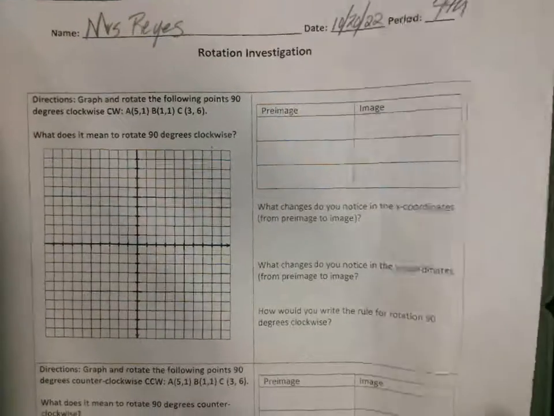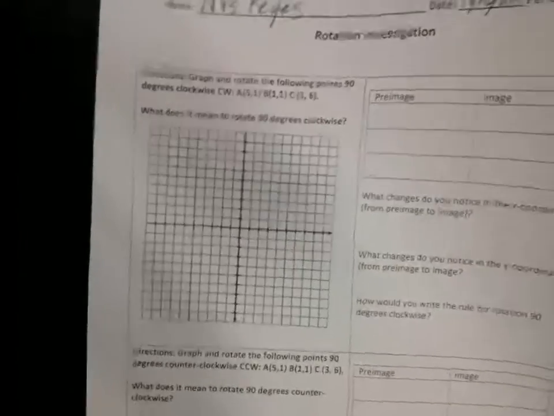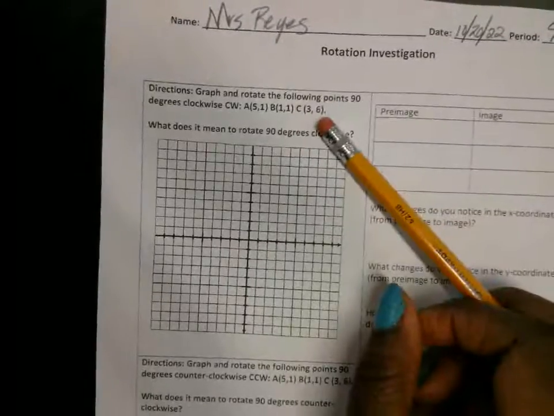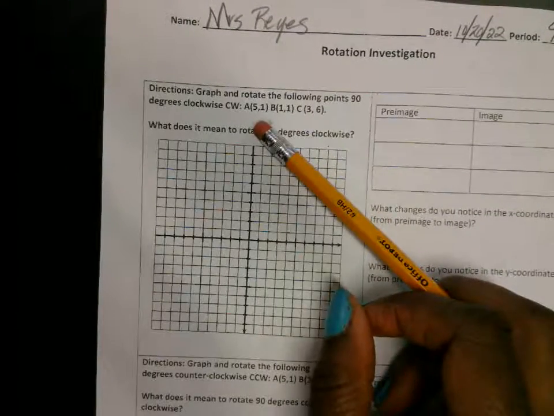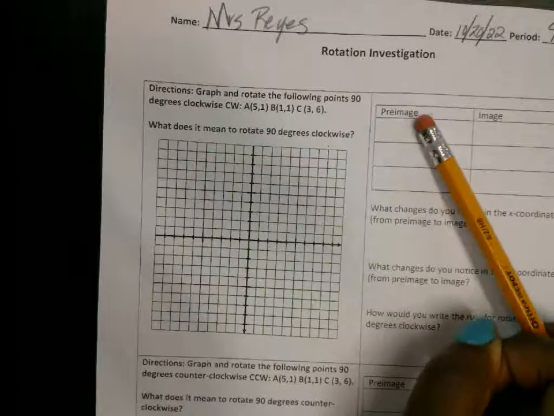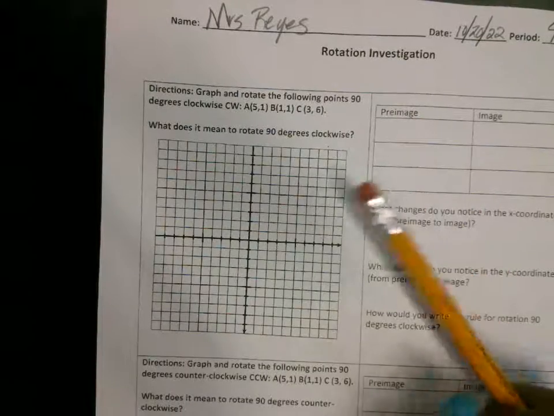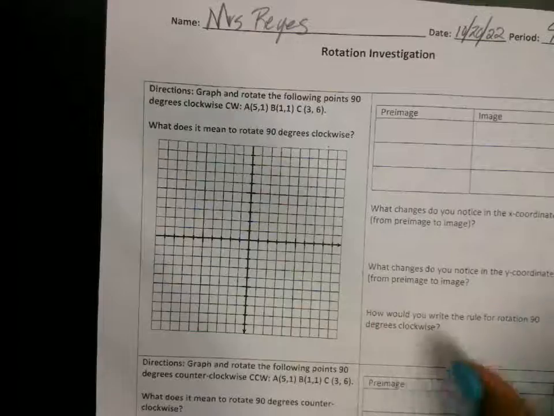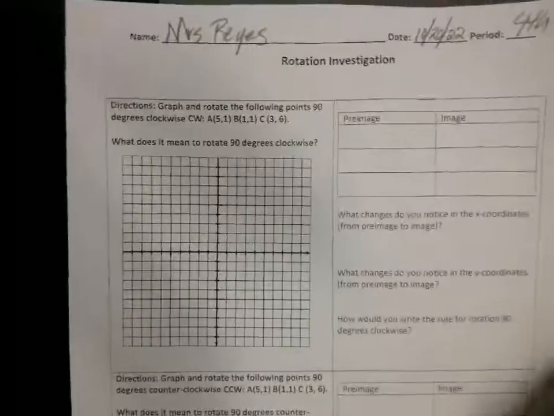All right. So in your group, this is what you're doing. You need to graph the pre-image first, and the pre-image points are given. So you're going to graph these points for the pre-image, and then you're going to turn the paper and write down the ordered pairs.